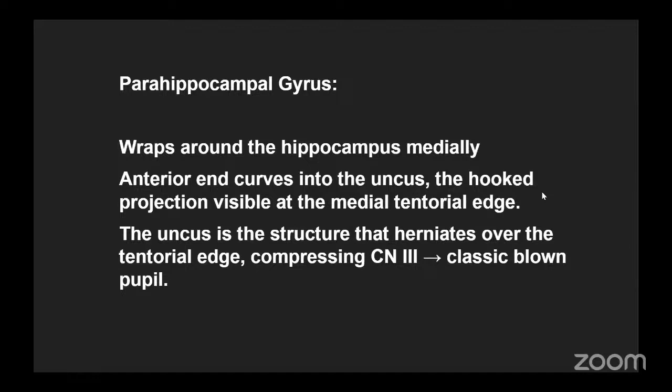Then we have the parahippocampal gyrus, which wraps around the hippocampus medially. Anterior end curves into the uncus. What we see on the medialmost surface, probably the earliest anatomical structure that we learn. And the significance is that it can compress the cranial nerve 3 and cause the classic blown pupil.